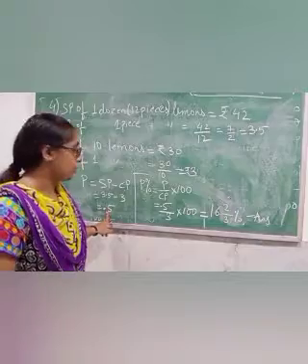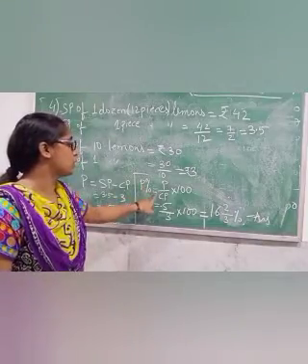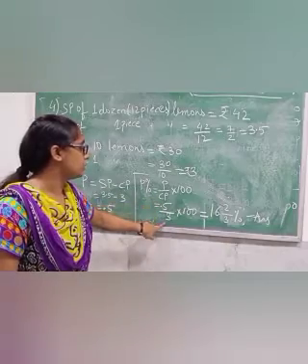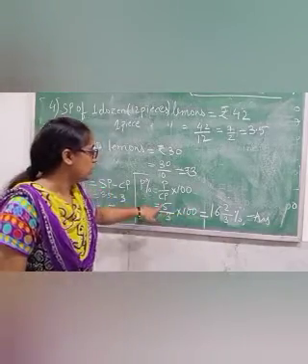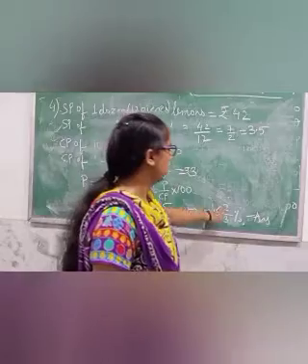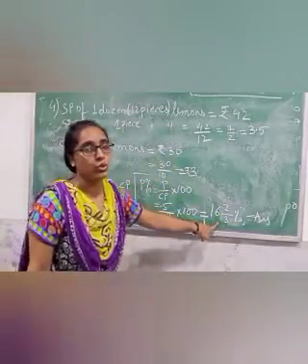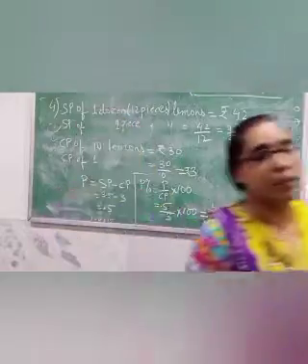Now they are telling you to find profit percentage. Profit percentage equals P by CP into 100. P value is 0.5, CP is 3, into 100. When you cancel this one, you will get 16 2 by 3 percentage. Means profit percentage is 16 2 by 3. Write this one.